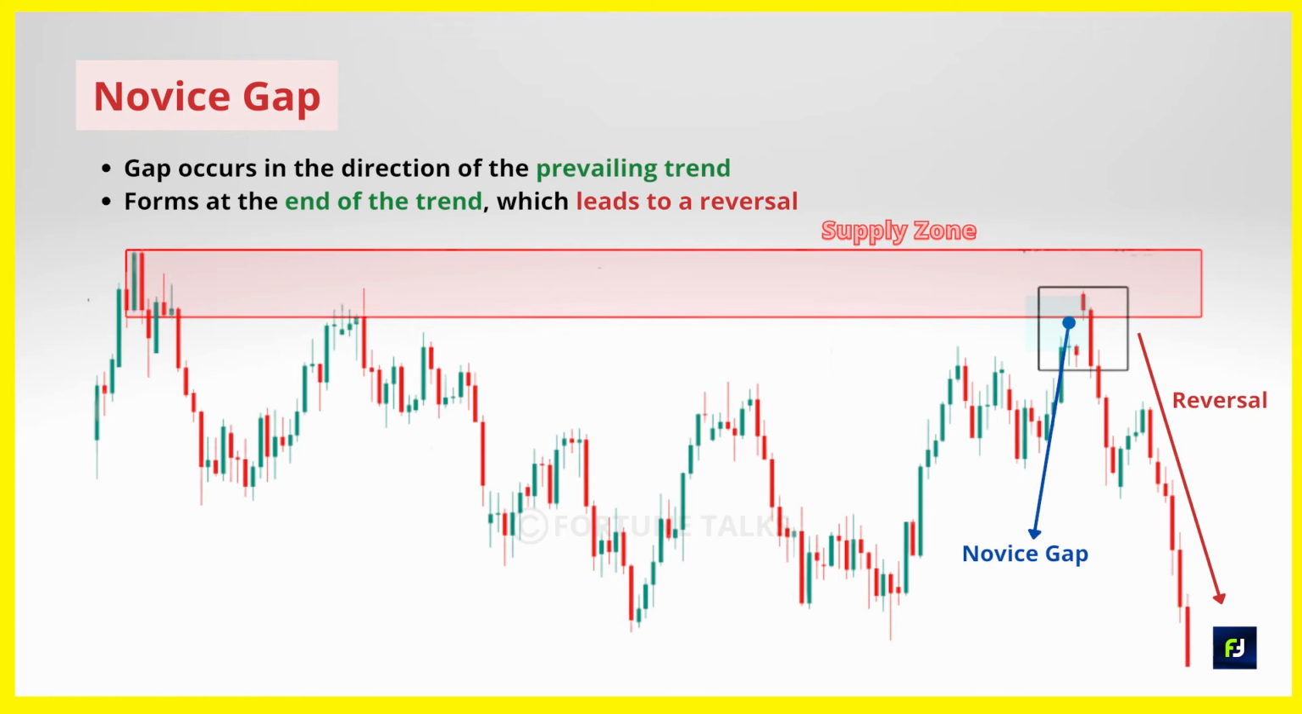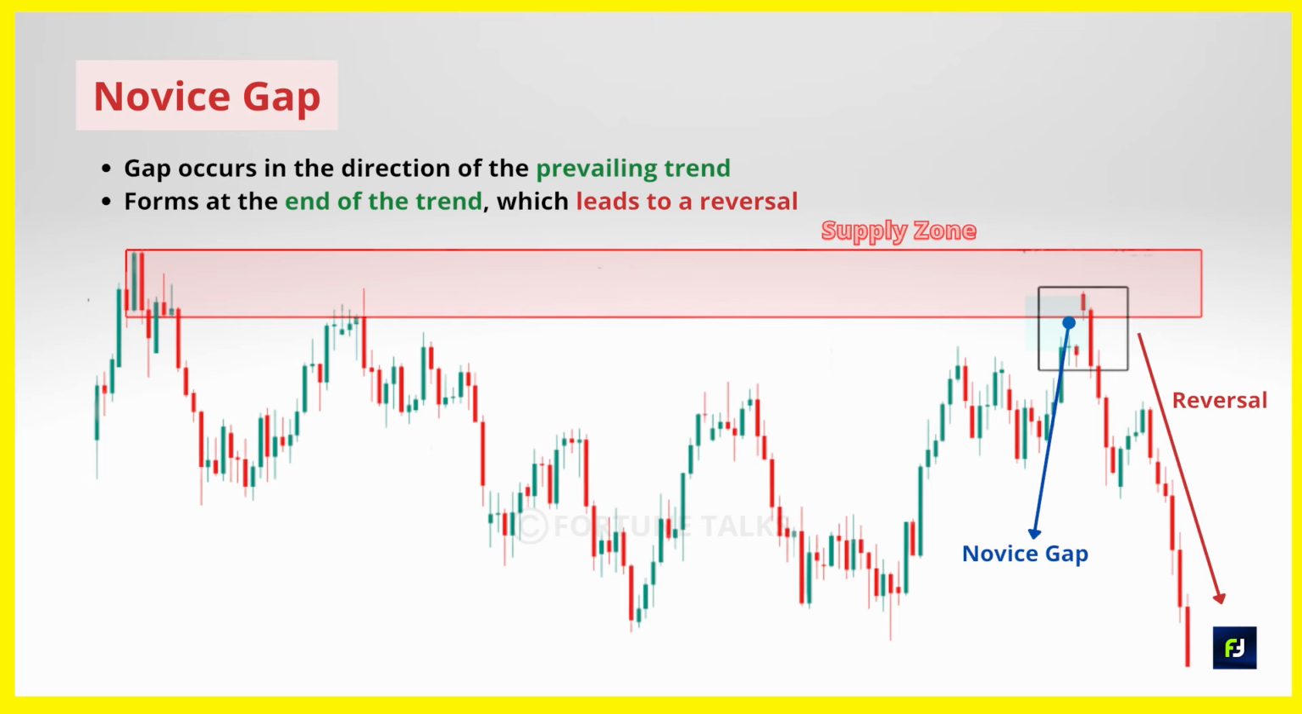For example, in this chart, it shows how the novice gaps are formed on the chart. You can see the price rallied, creating a gap in the same direction of the prevailing trend, but then suddenly it reversed back down. And as we have mentioned, novice gaps are located at the end of the move, and in the chart we can clearly see that the move ended and the price moved in the opposite direction. We can also notice that there is a zone where the reversal actually started.